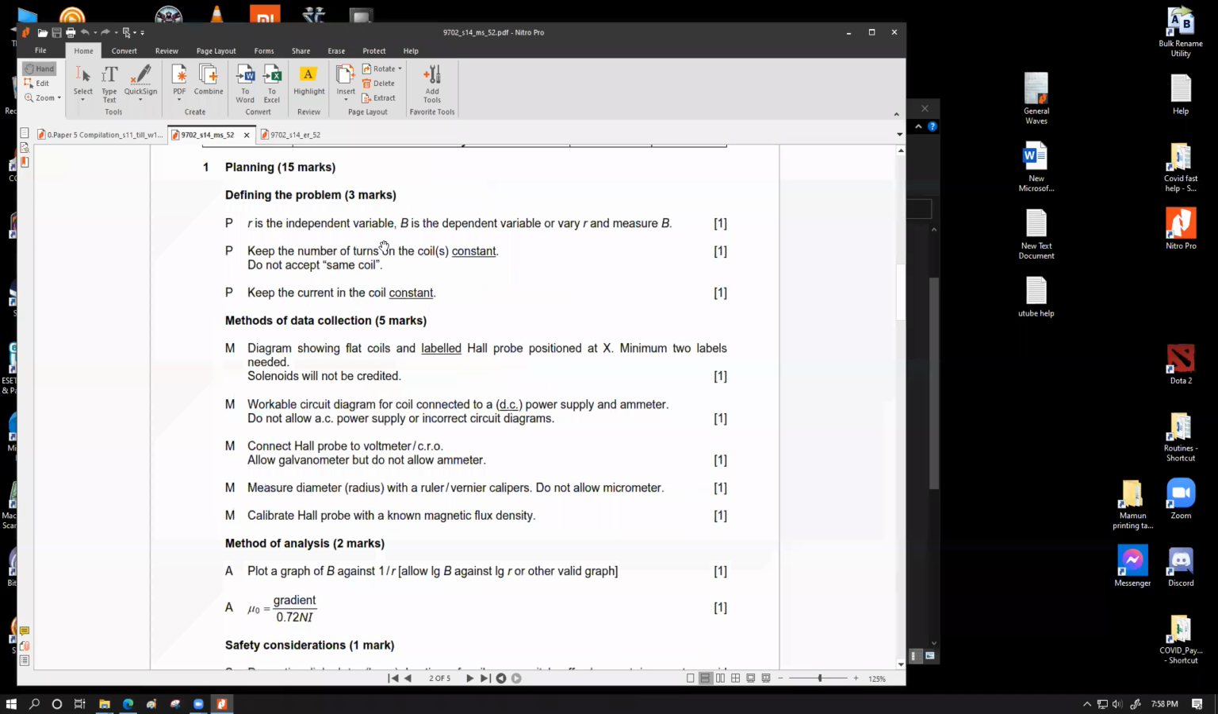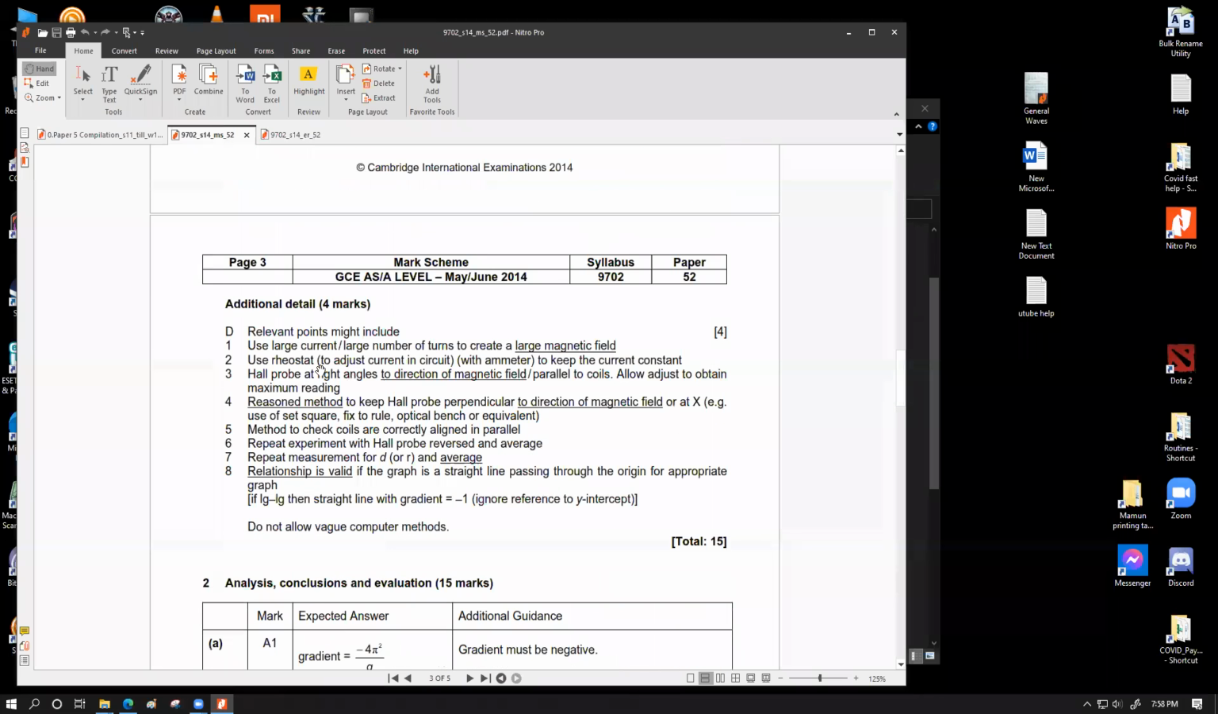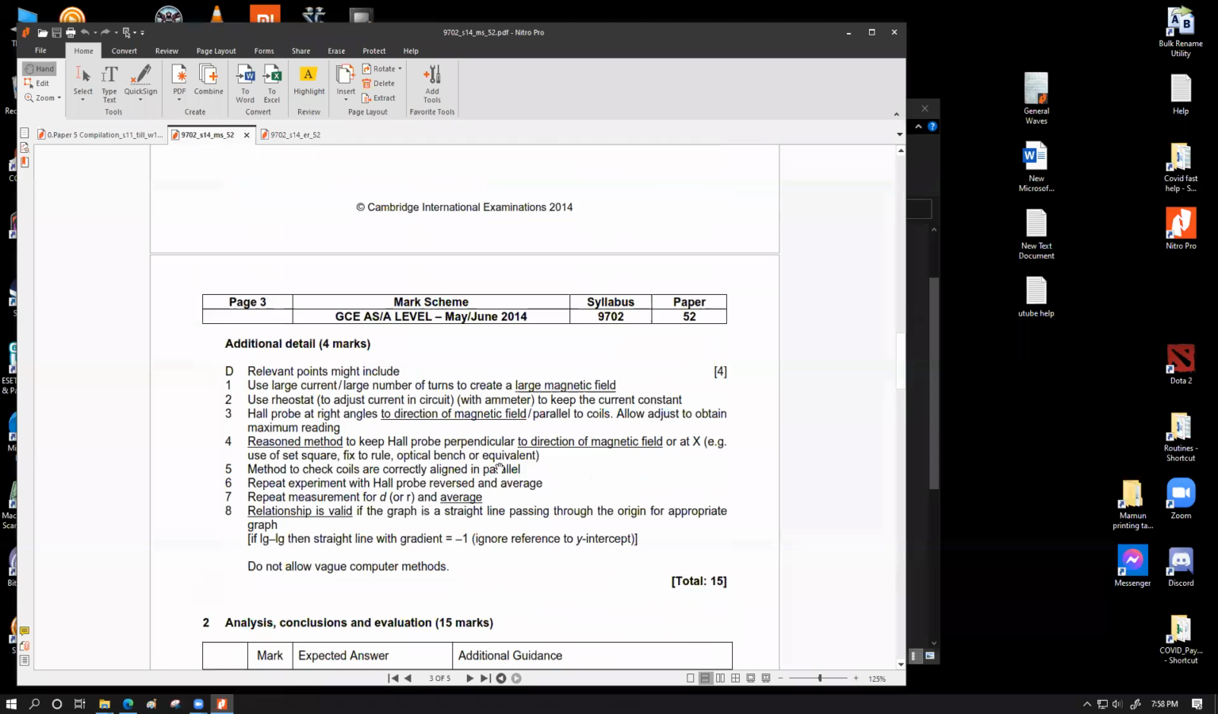Planning: R is the independent variable, B is the dependent variable, or vary R and measure B. Keep the number of turns of the coil constant. Do not accept same coil. Keep the current in the coil constant. They haven't mentioned the distance, but I would highly go for this. I think they have mentioned the distance in this thing. So we're going to go for here eventually.